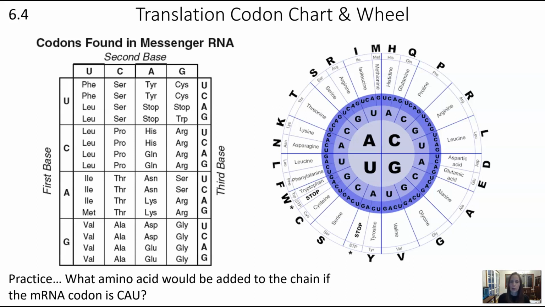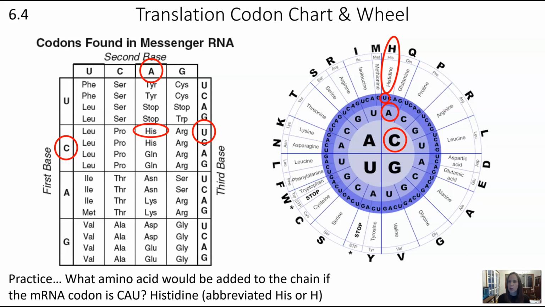What amino acid would be added to the chain next if the mRNA codon is CAU? So we would look for the first base of C, the second base of A, and the third base of U, and this would code for histidine. And you can see that's true on both the codon chart and the wheel. Doesn't matter which one you use, you should be able to use either of them. But that's going to tell us that this is HIS, or histidine, is the next amino acid added.